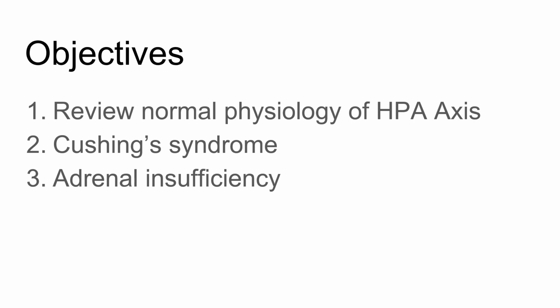First is to review the normal physiology of the HPA axis. Second is to go over Cushing syndrome, and third is to go over adrenal insufficiency, as those are the two main pathologies that are associated with the HPA axis.